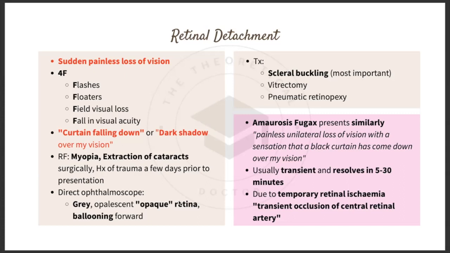If you were to do a direct ophthalmoscope, there would be a gray, opalescent or opaque retina, as well as ballooning forward. The treatment would be scleral buckling, that's the most important part, or you can perform a vitrectomy or a pneumatic retinopexy.